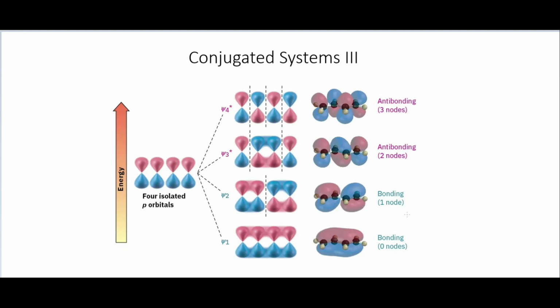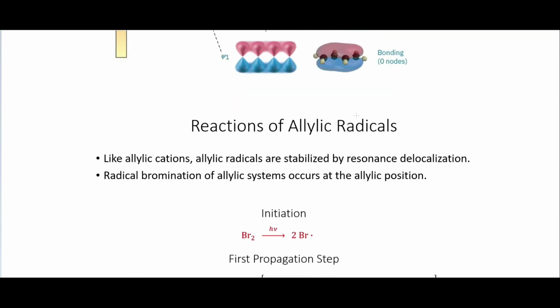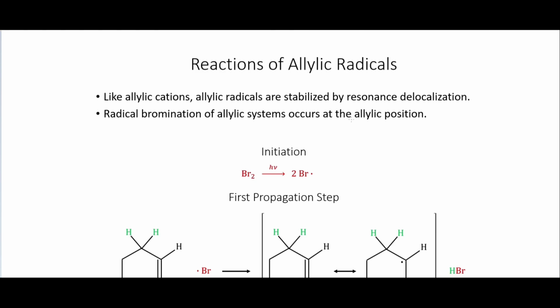In this video, I'm going to talk a bit more about allylic systems as we continue discussing conjugated systems. In this one in particular, I'll be talking about allylic radicals. Like allylic cations, allylic radicals are stabilized by the resonance delocalization of that single electron. So we can think of radical bromination of allylic systems occurring at the allylic position.